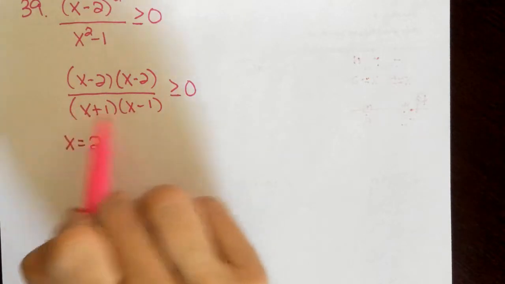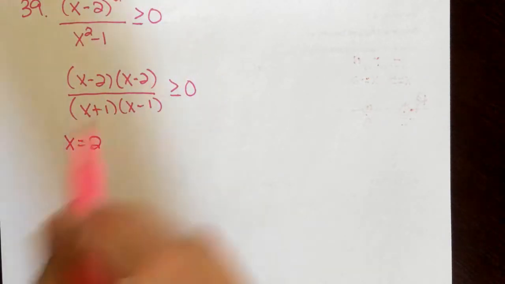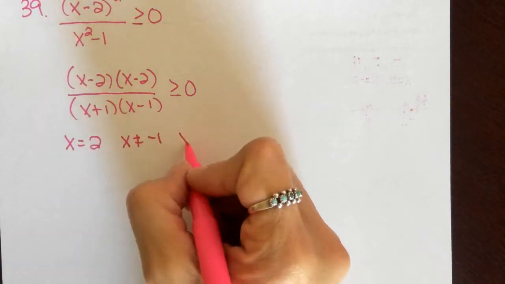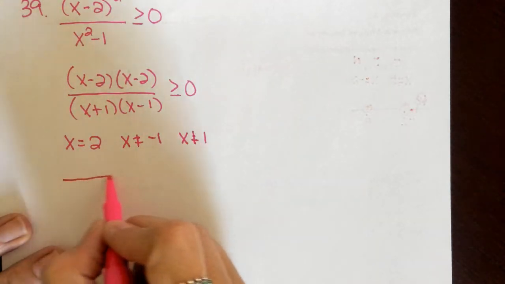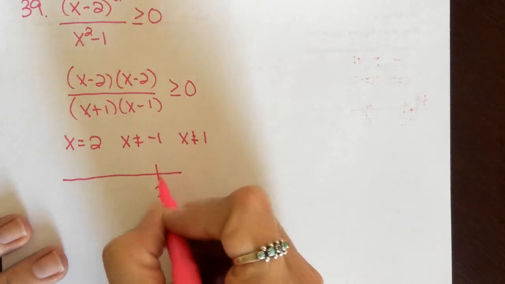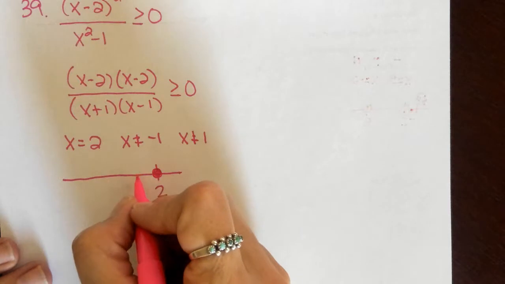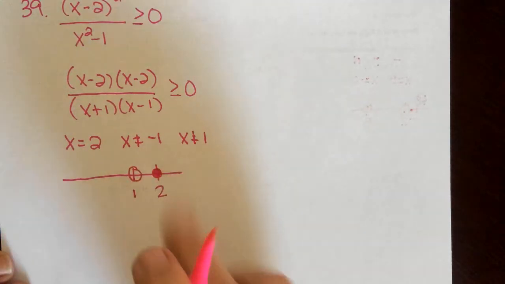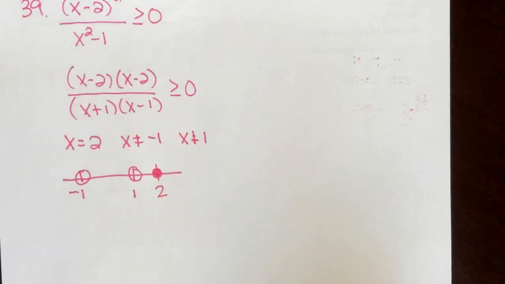For the bottom, I'm going to focus on what x cannot be, because I'm never, ever, ever allowed to divide by 0. So x cannot equal negative 1, and x cannot equal positive 1. So when I make my number line, I have to put all these points on there. I've got to put positive 2 on there, and this time it's a closed circle because I have an equal to. I have to put positive 1 on there with an open circle because I'm not allowed to equal. And I have to put negative 1 on here with an open circle because I'm not allowed to equal.